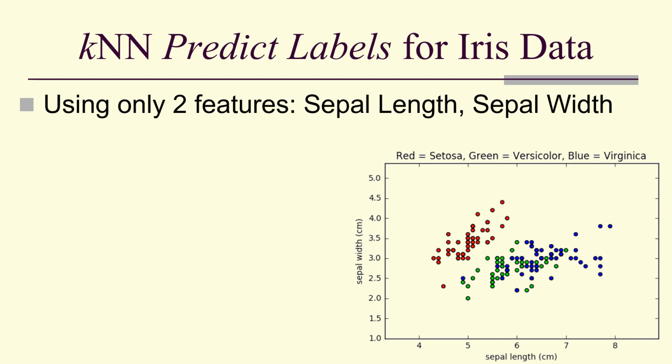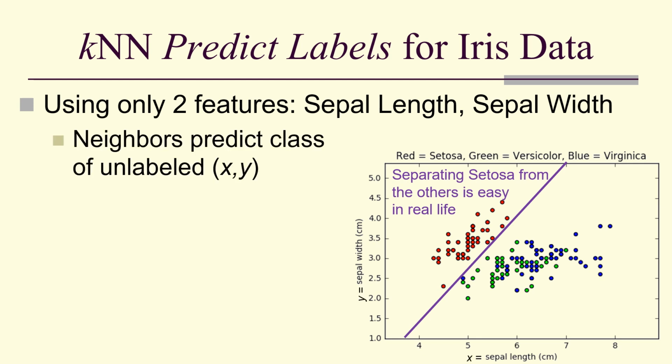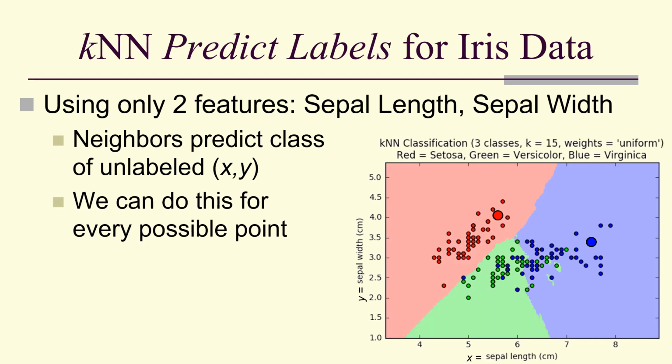Now, using only 2 features, sepal length and sepal width, we end up with this representation. It should be really easy to see the difference between setosa and the others. It is in real life. The neighbors predict a class of an unlabeled XY. In this case, predicted to be setosa. In this case, predicted to be virginica.